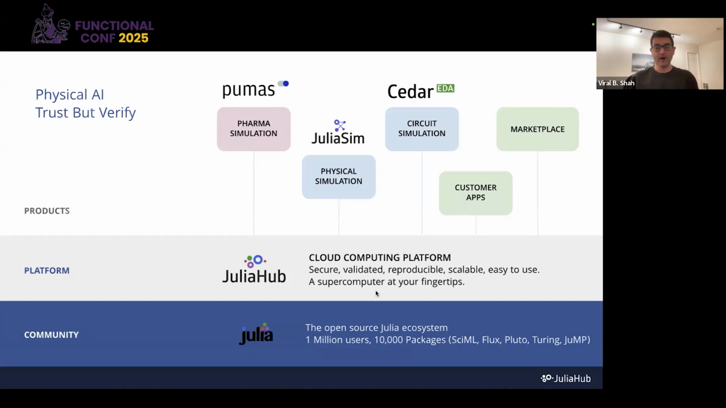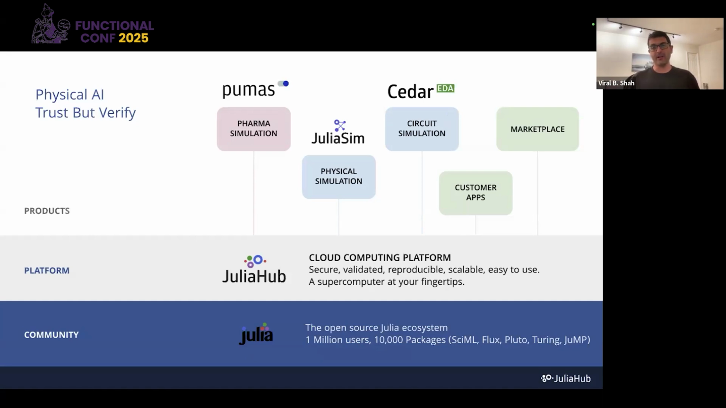On top of these, we have the JuliaHub platform that we built as a company to make it easy for companies to bring Julia into their organizations. So companies such as ASML and Boeing and a variety of other pharmaceutical companies are using JuliaHub to run various Julia related workflows. Okay, so that's great.